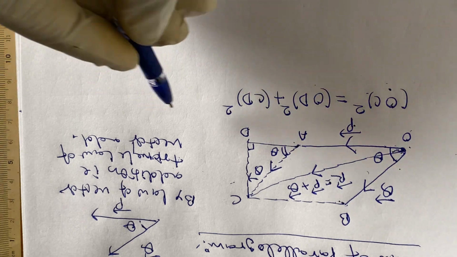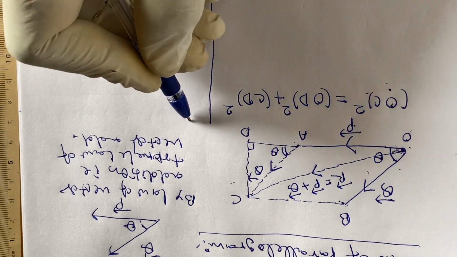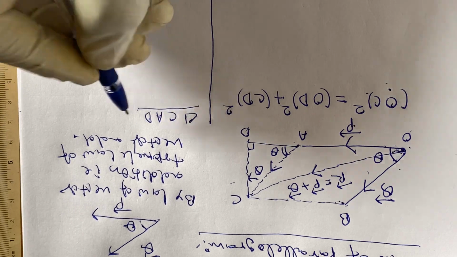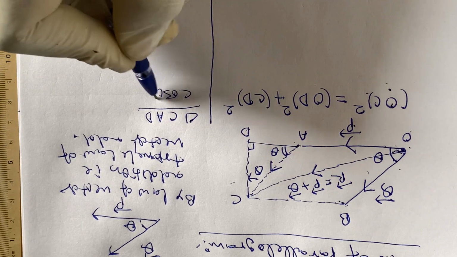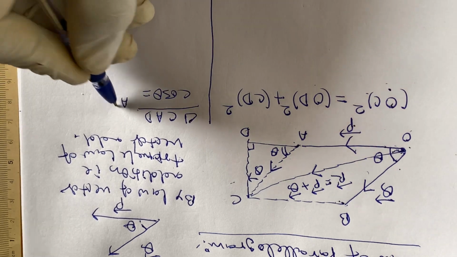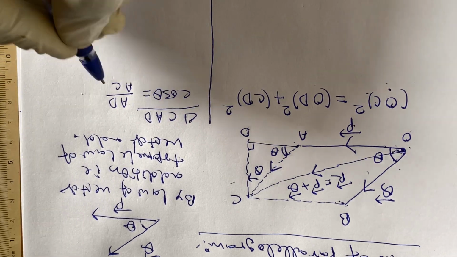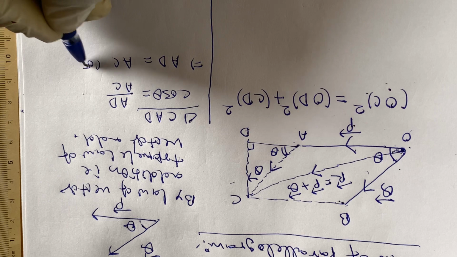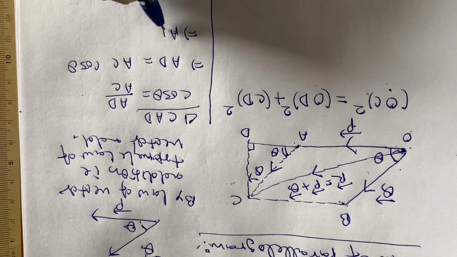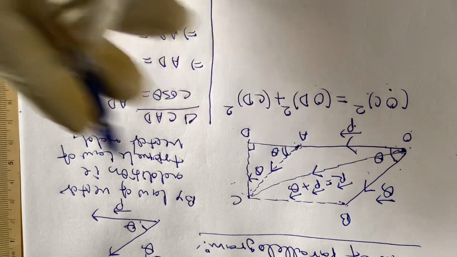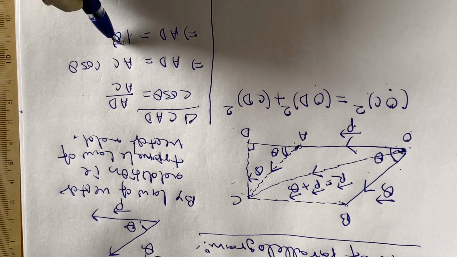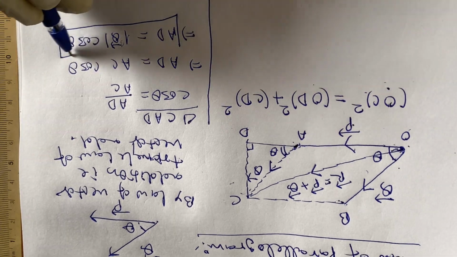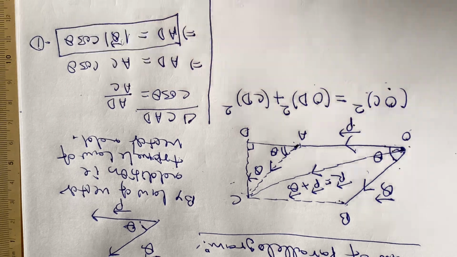Now we want OD and CD. For OD and CD, see triangle CAD. In triangle CAD, we can write cos theta is equal to AD upon AC. So that means AD is equal to AC cos theta. And what is the AC length? This is nothing but the magnitude of vector Q, so AD is magnitude Q cos theta. Let's say this is equation 1.